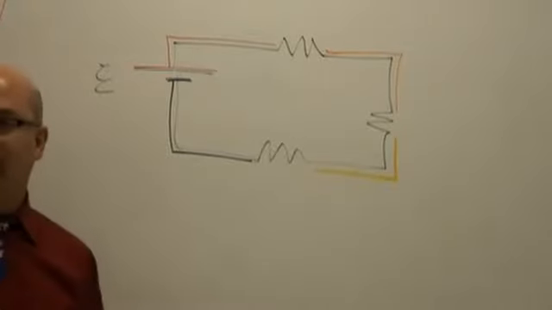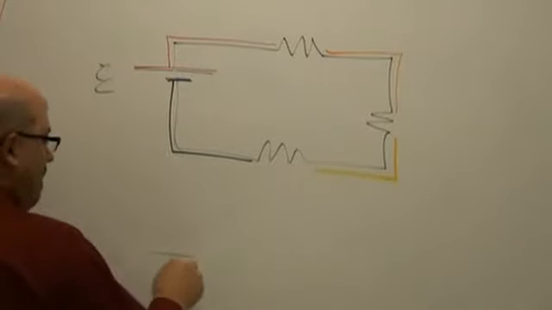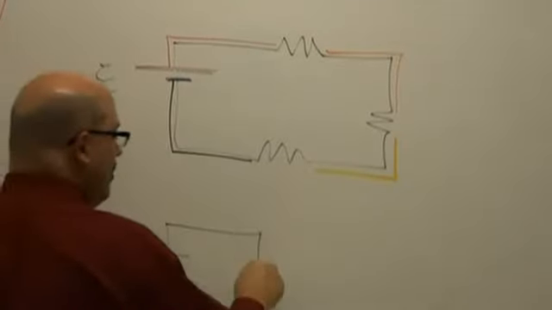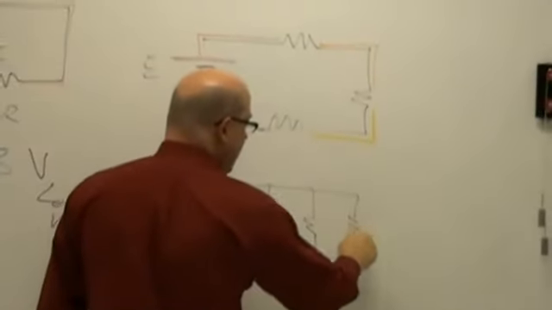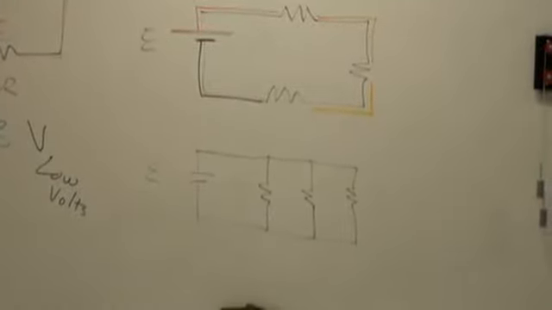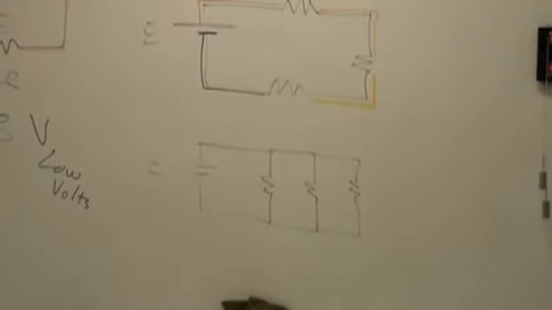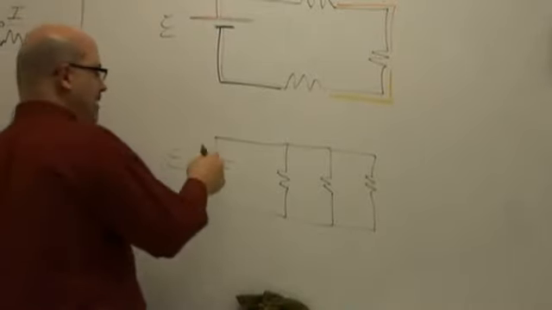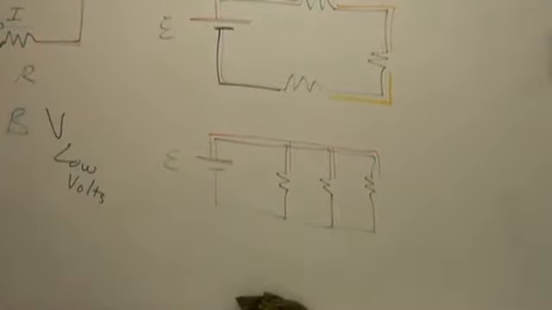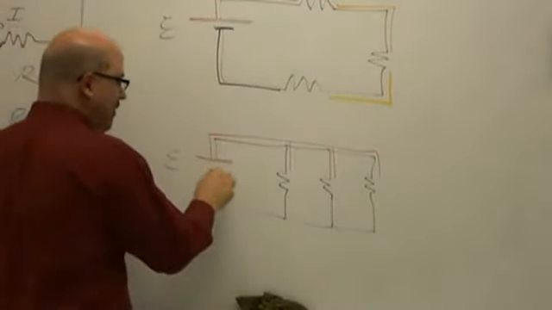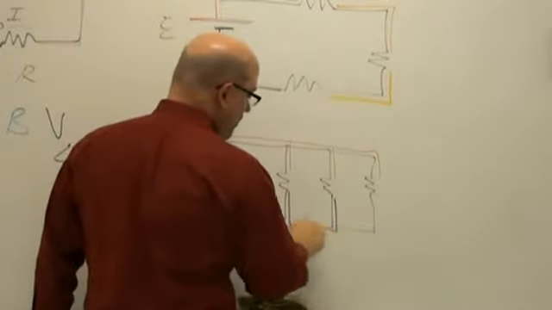But there's another way to hook things up, and it looks like this. It's called parallel. You could have hooked up your resistors like this. What will that circuit look like if you were to color that circuit with voltage colors? It'd be red, and then purple. It'd be red and purple.